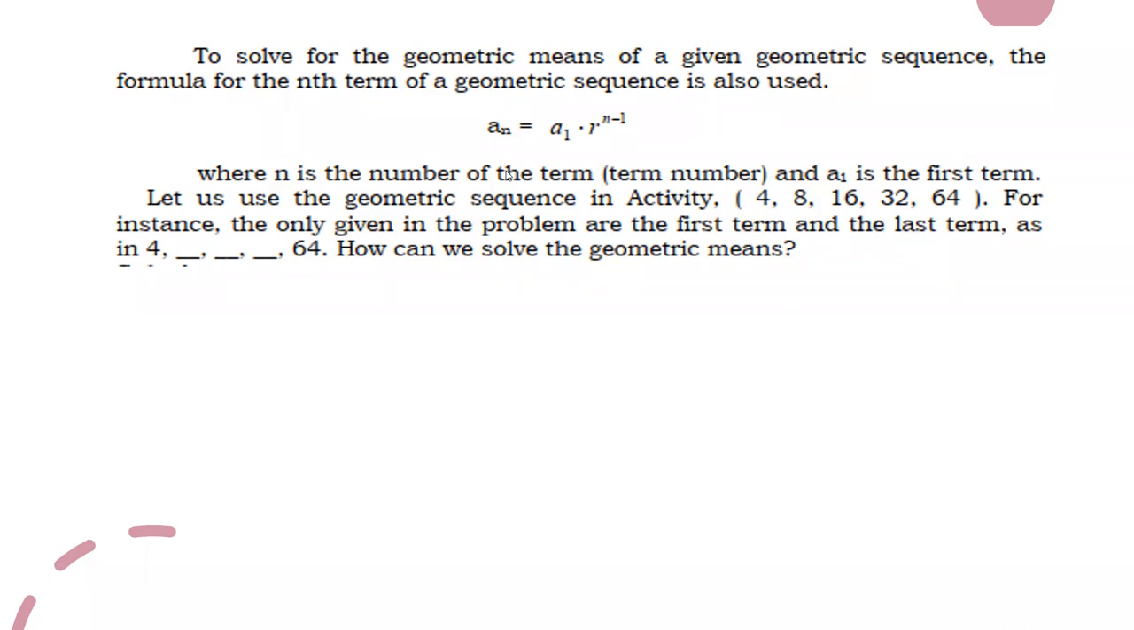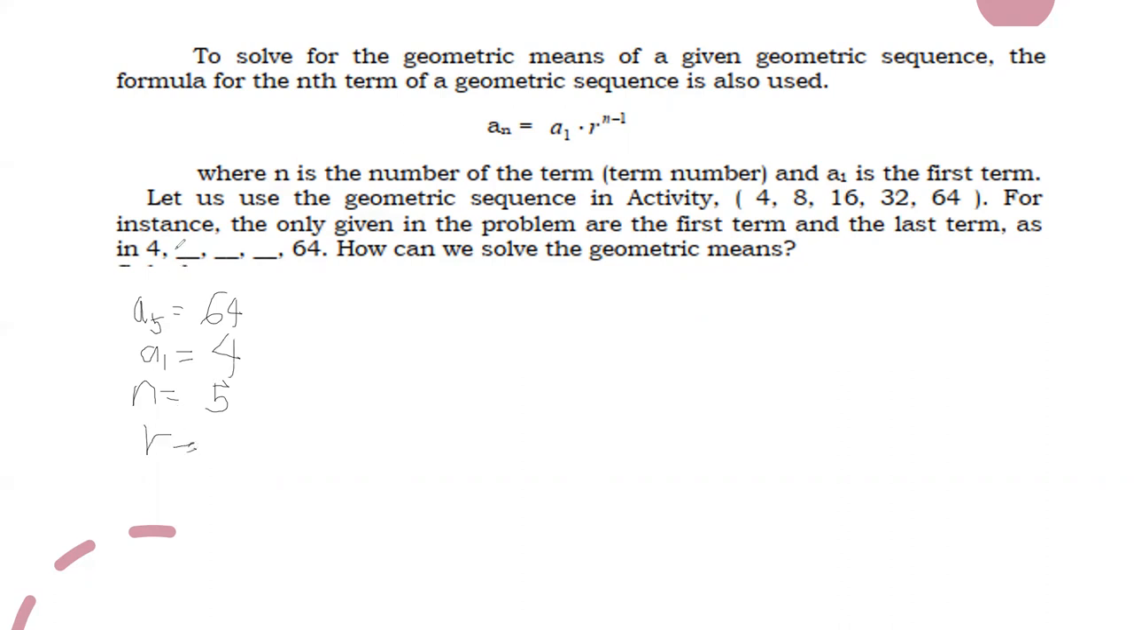So, 4, blank, blank, blank, 64. Ilang terms ang meron tayo? 5, that will be 5. That is n equals 5. A sub 5 is the last term. What is our A sub 5? That is 64, the last one. While our A sub 1 is 4.